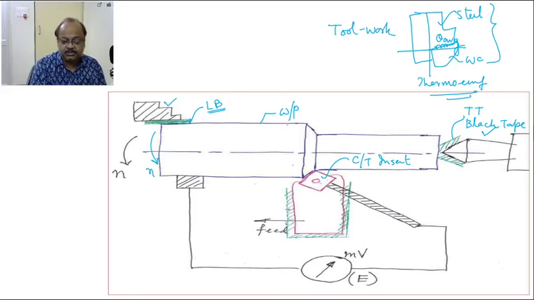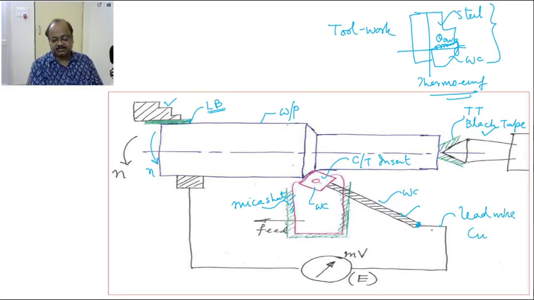The whole tool is also insulated from the machine tool part. This insulation is given typically using mica sheets, and there is a tungsten carbide rod. This is the tungsten carbide insert, and this is a tungsten carbide rod which extends the cutting tool. So at this particular point there is no temperature change, even if we use it for 1 hour or 30 minutes or whatever. This is your tungsten carbide, and this is the lead, possibly copper. So there would not be a hot junction between tungsten carbide and copper.